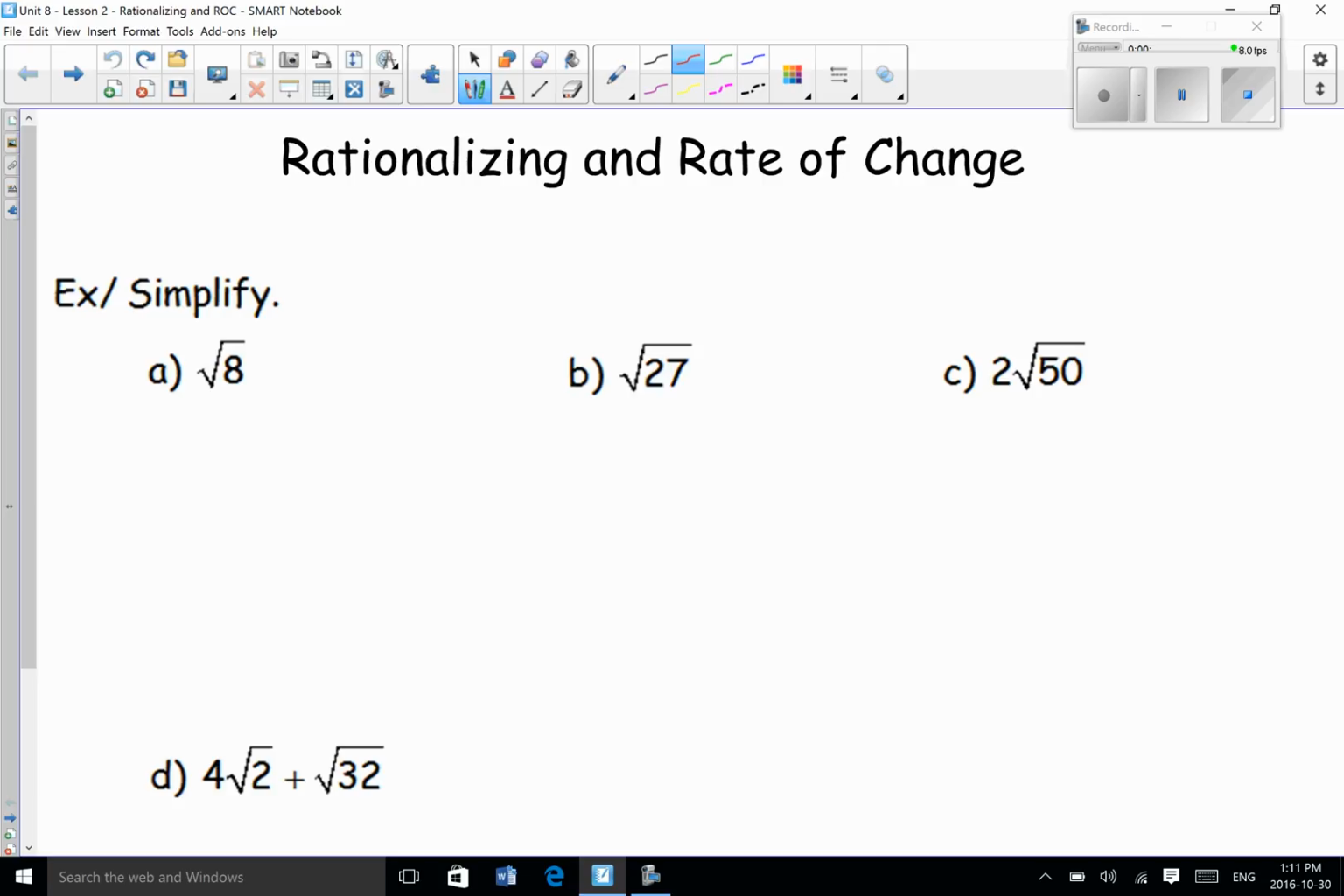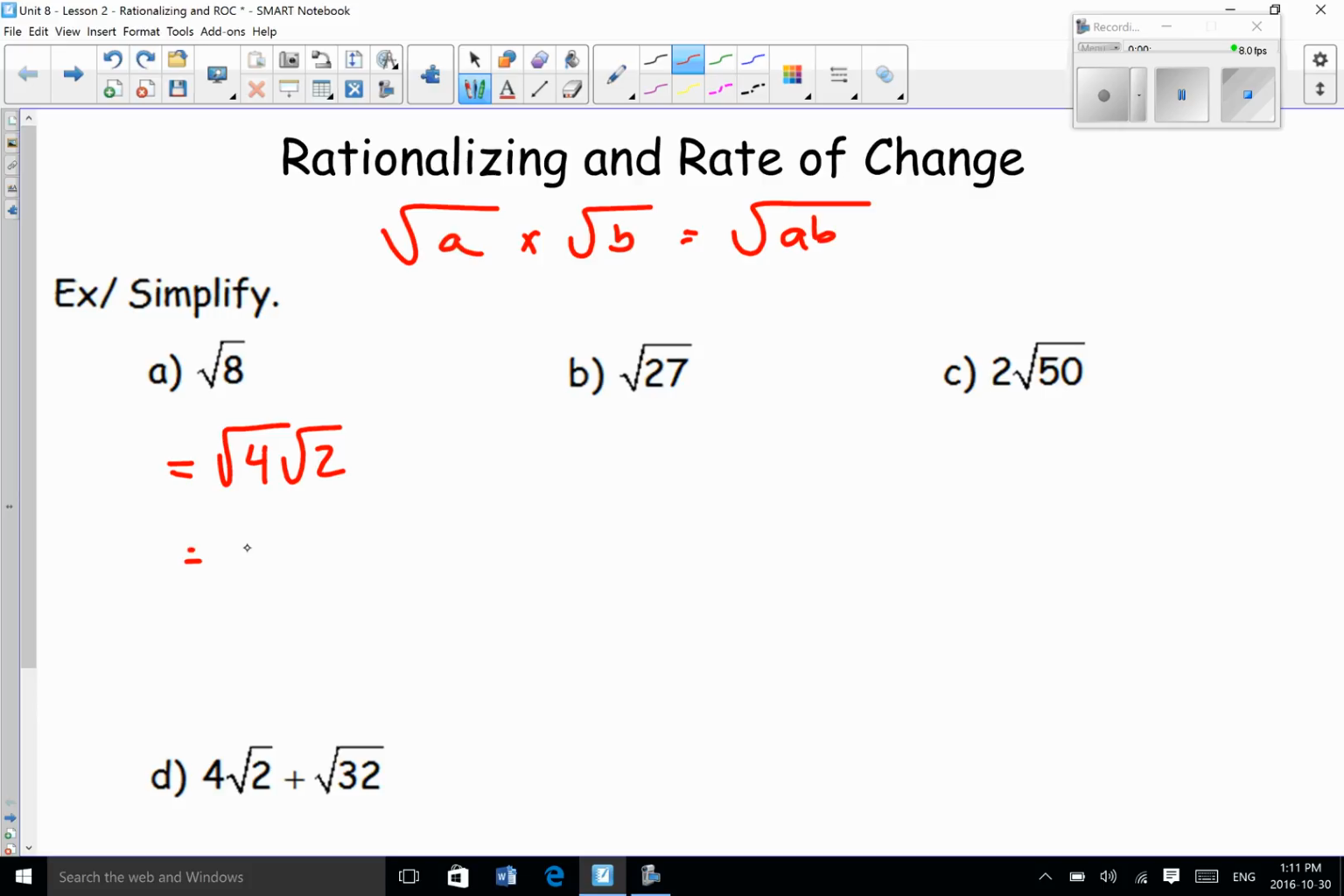When we have a non-perfect root, for instance, root 8, we often want to break it into its perfect part and its non-perfect part to make a simpler version of the same radical. So for instance, I could break root 8 into root 4 and root 2. One of our rules was that if you have a root times another root, it's equal to the root of those two things multiplied together. Okay. Root 8 breaks into root 4, root 2, which we can simply write as 2 root 2. This is a simpler version of that.